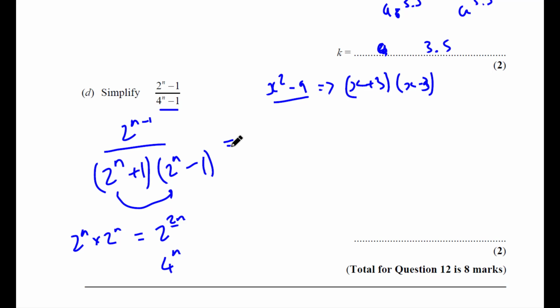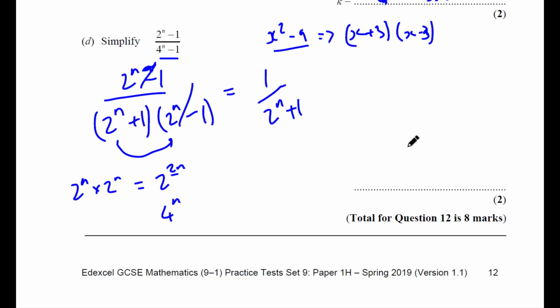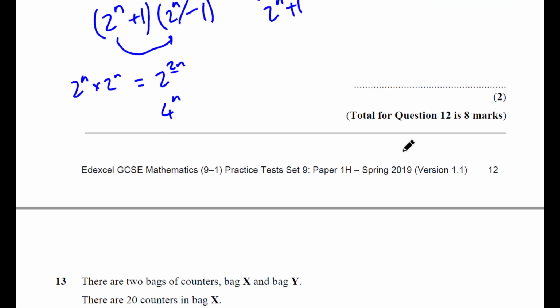I've written that wrong, like that, so be careful. So we should be able to see what cancels out. That would be this and this, and remember that doesn't equal 0, so that answer becomes 1 over 2 to the power n plus 1. And that was a cheeky little question that I imagine lots of students will fall down on.